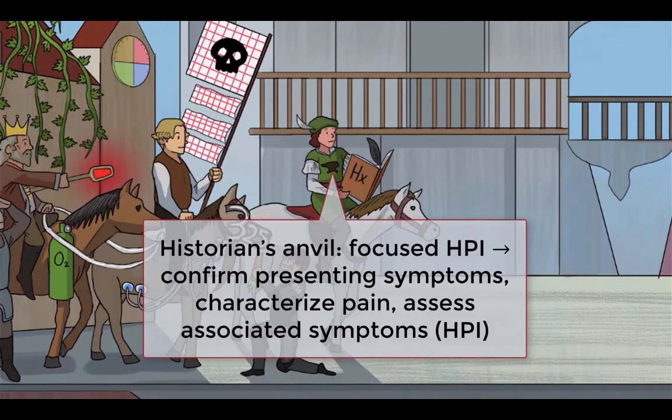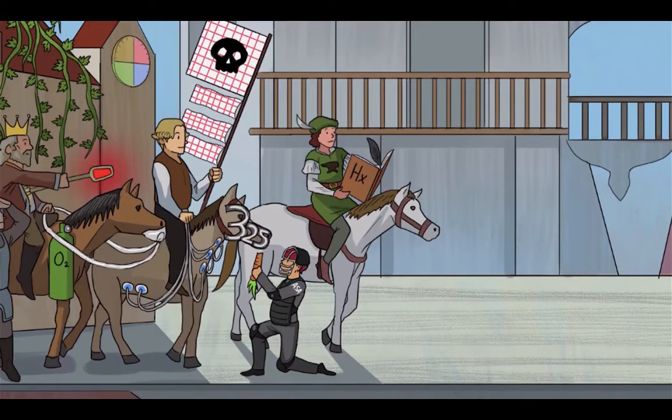Get their age. Then start with the HPI with a confirmation of the presenting symptoms. Have the patient characterize his or her pain in detail. Use OPQRST if that helps you remember all the important questions to ask, and remember all the features we outlined at the beginning of the sketch that point toward ACS as the likely cause of chest pain. And make sure to assess for any associated symptoms. Ischemic chest pain is also associated with nausea, vomiting, diaphoresis, dizziness, shortness of breath, and fatigue.